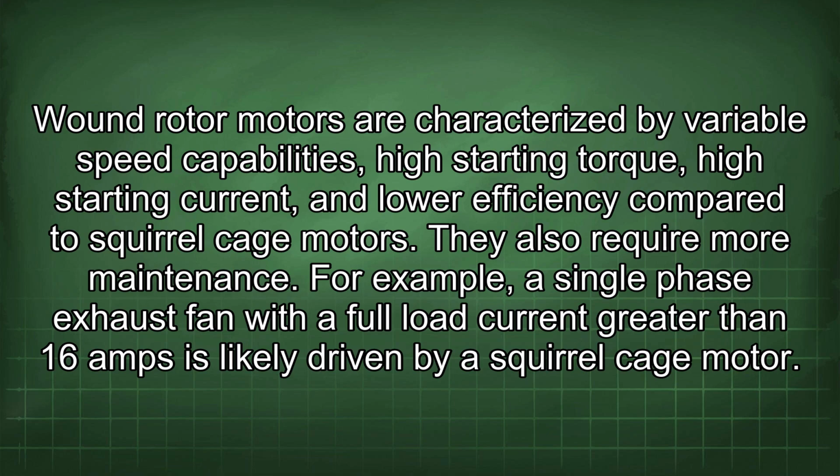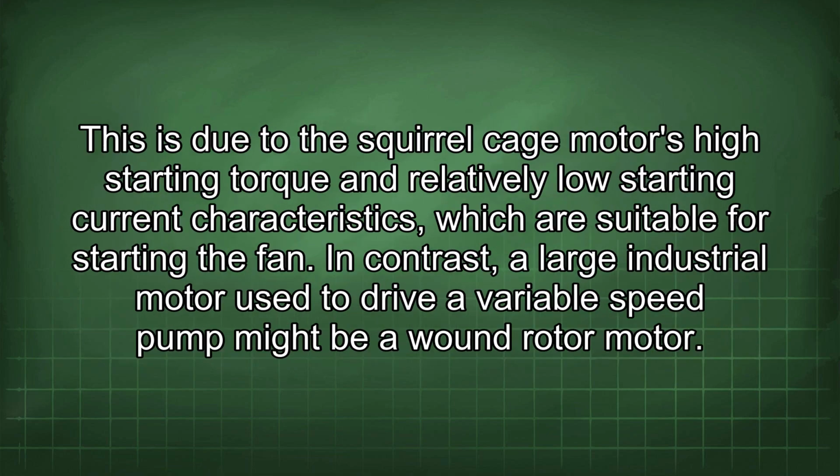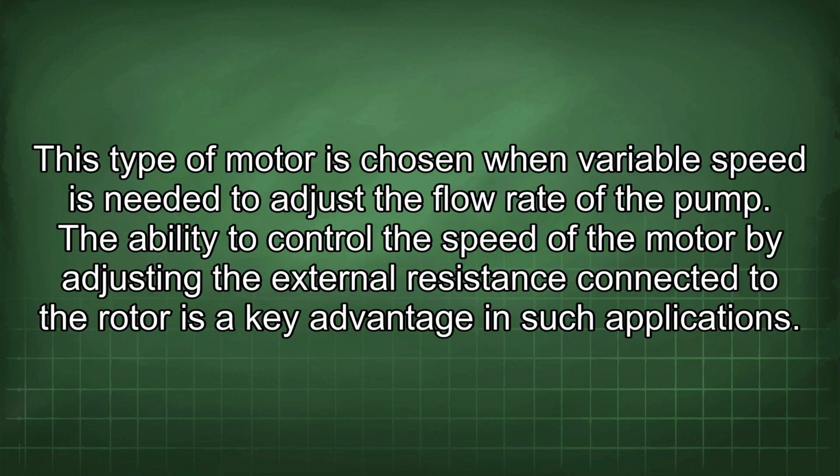For example, a single-phase exhaust fan with a full load current greater than 16 amps is likely driven by a squirrel cage motor. This is due to the squirrel cage motor's high starting torque and relatively low starting current characteristics, which are suitable for starting the fan. In contrast, a large industrial motor used to drive a variable speed pump might be a wound rotor motor. This type of motor is chosen when variable speed is needed to adjust the flow rate of the pump. The ability to control the speed of the motor by adjusting the external resistance connected to the rotor is a key advantage in such applications.